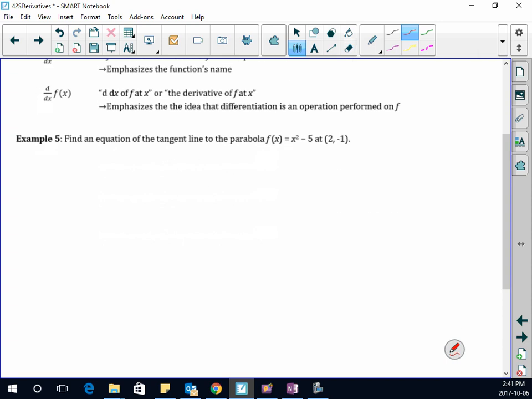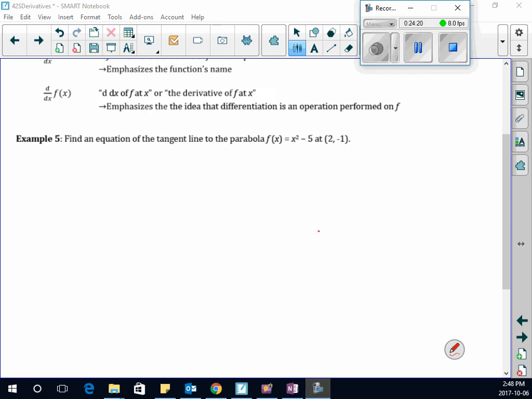So, we're going to find an equation of the tangent line to the parabola f of x equals x squared minus 5 at 2, negative 1. So, everything you've just learned in this lesson, can you actually answer this now? There's many ways that you can do this. There's a couple formulas to use. You choose one and do it. I'm going to do both in a second, so you decide. Which one do you want me to do first?